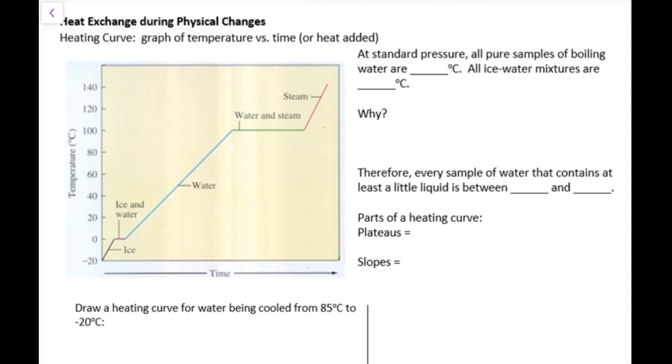So the first thing we have to recognize here is this statement right here. It says, at standard pressure, all pure samples of boiling water are what temperature? If you know the boiling point of water, all samples of pure boiling water are 100 degrees Celsius. You guys actually saw that in the lab last time. All ice water mixtures, and you didn't see this in the lab before, are 0 degrees Celsius.